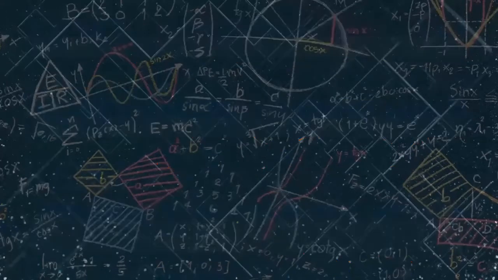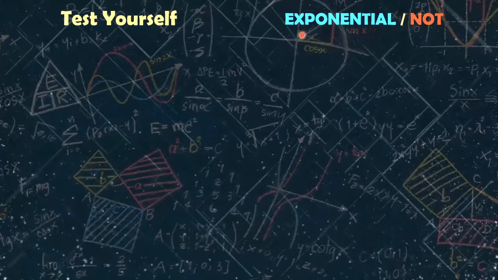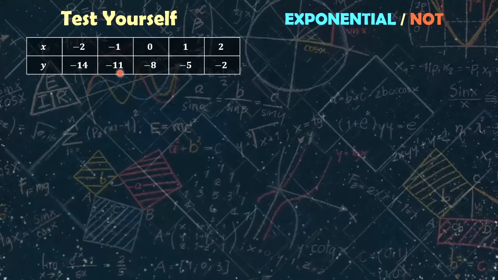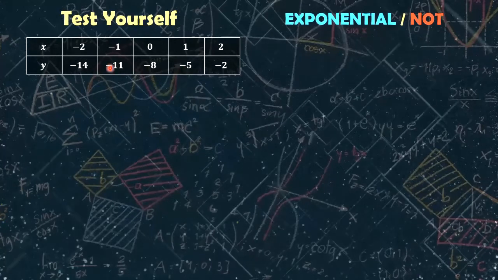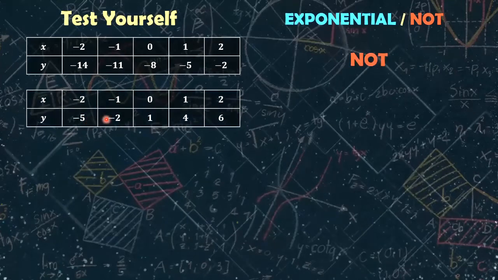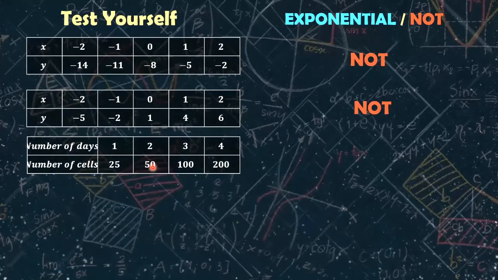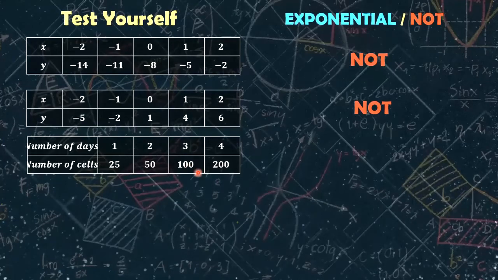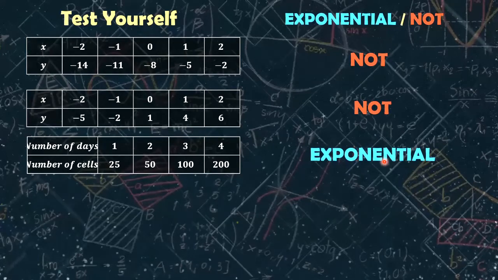I have here series of example. Just simply identify if the given table of values is exponential or not. So, we identify if there is a common ratio. First table of values, it is not. Because if we divide, we don't get a common ratio. Second example, still it is not. And for the third one, let's try to divide 50 and 25, 150, 200, and 100. The result is 2. So therefore, it is exponential because the common ratio is 2.